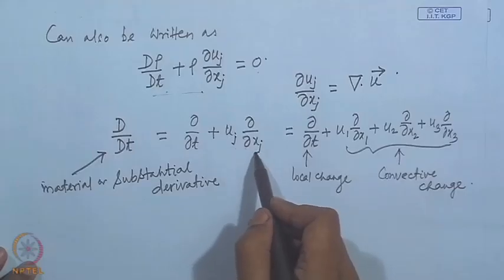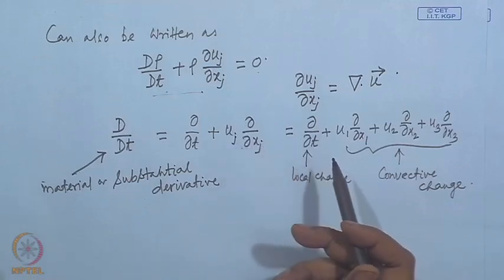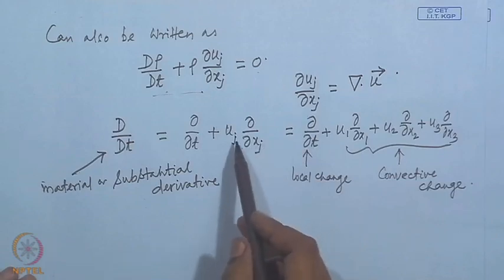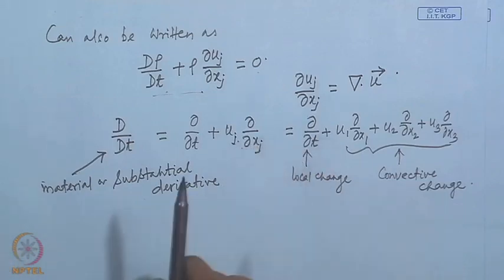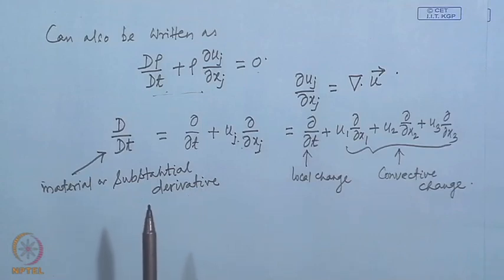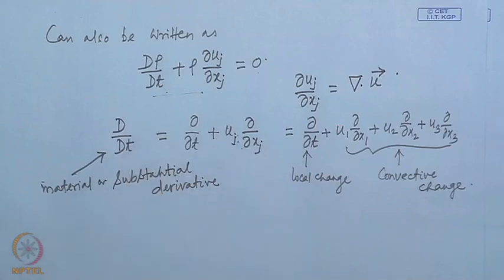About these repeated indices, they are also called the dummy indices, and they can be changed at will. That is, we can write them either as i or k or l, anything, it does not matter. Only thing to remember is that that particular index is not used in that equation for other purposes.